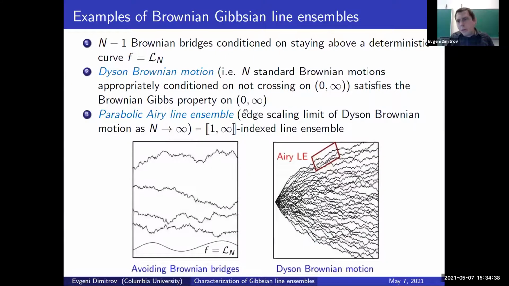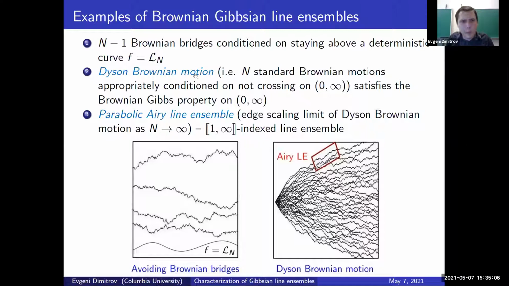So here I'll give you a few examples of Brownian Gibbsian line ensembles. The simplest situation is, suppose you fix a continuous function f, a deterministic one, and you set your bottommost curve to be equal to that, and then you sample a bunch of independent Brownian bridges. Imagine everything is on the unit interval, and you just sample independent bridges that are conditioned to avoid each other and also stay above this bottommost curve f. So that's an example of a Gibbsian line ensemble.